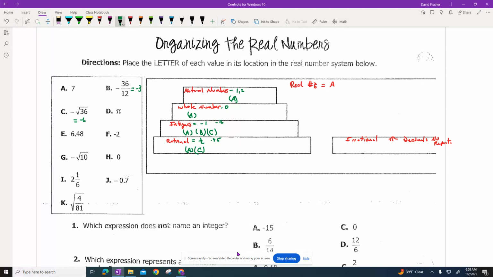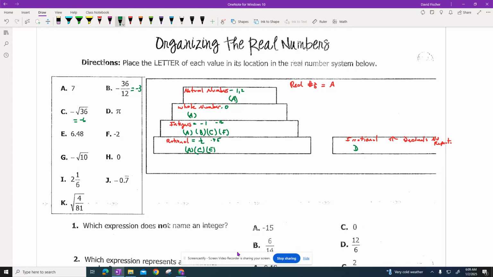Okay, pi, that's an easy one. He goes over here. 6.48, that's a decimal, and decimals start right here with rational numbers, and so he should go in this box and only that box, nothing's underneath him. Negative 2 starts right here with negative numbers, so I'm going to put F in that box right there.